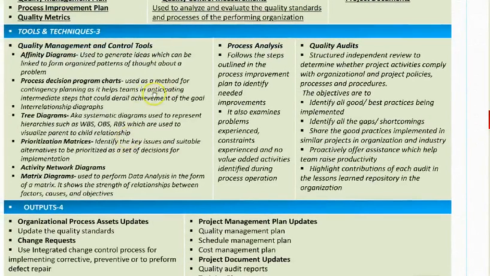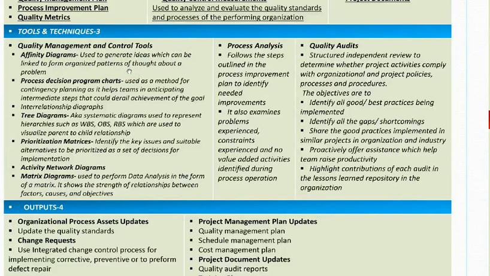Let's look into the tools and techniques, which are 3 tools and techniques, again really important with respect to your exam. Quality management and control tools. The tools include affinity diagrams, process decision program charts, tree diagram, prioritization matrices, activity network diagrams, and matrix diagrams, where affinity diagrams are used to generate ideas which can be linked to form organized patterns of thought about a problem.